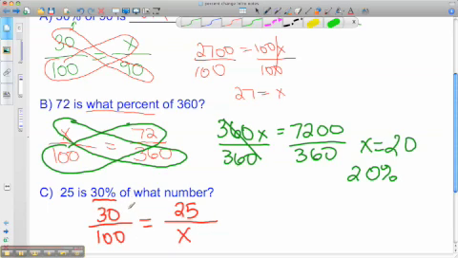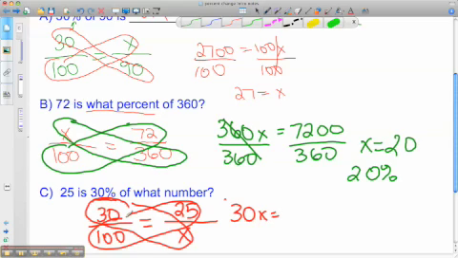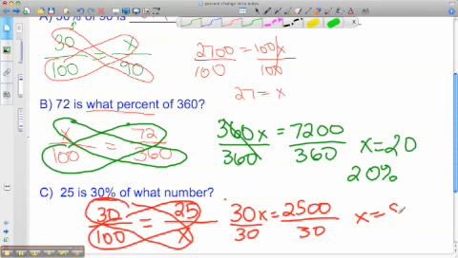Cross multiply to solve. So you get 30x equals 2500. Divide by 30. Divide by 30. And x equals 83.3. That's your final answer.